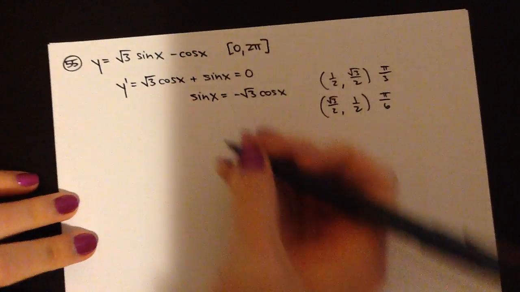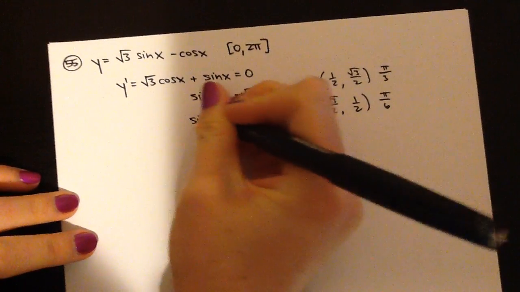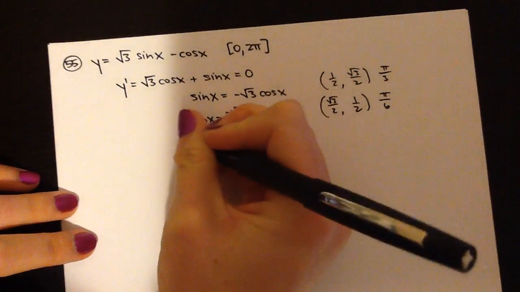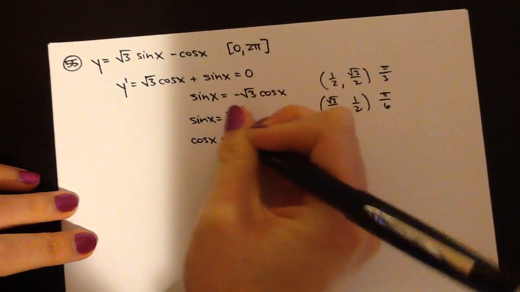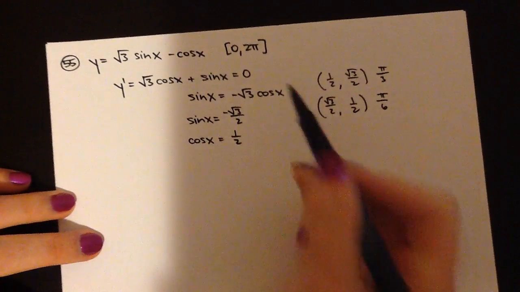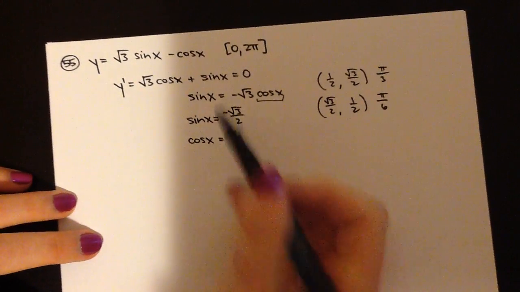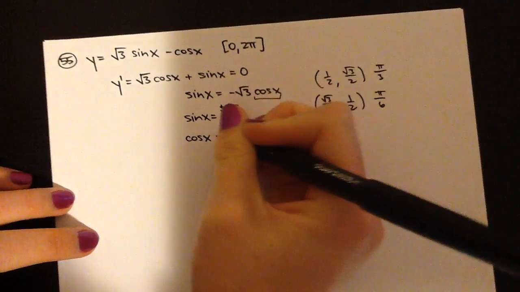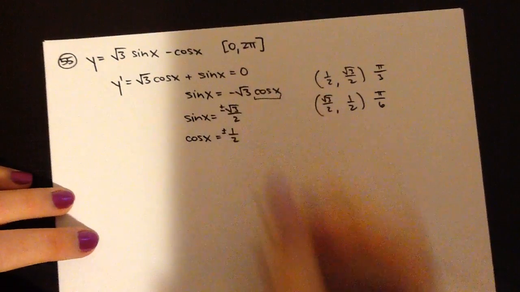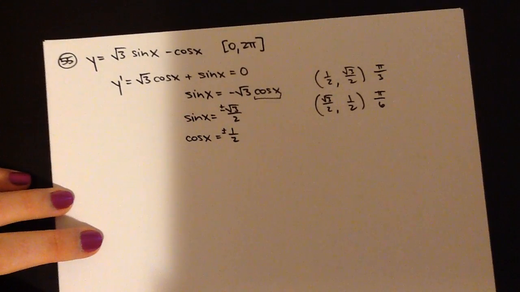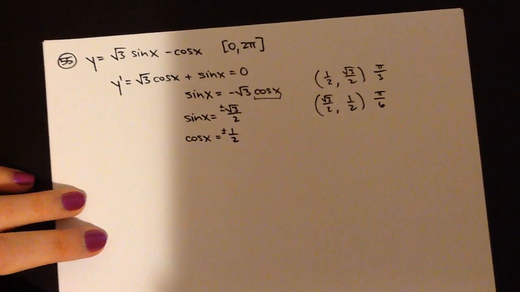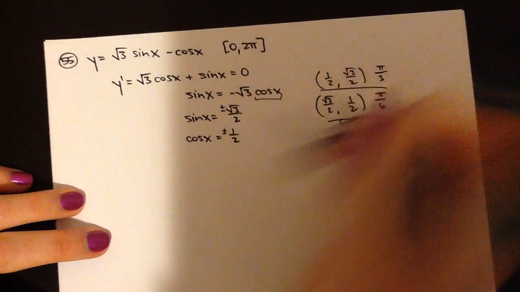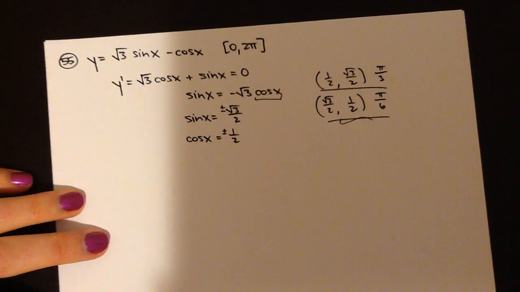So that means we want the sine to be negative root 3 over 2, and we want the cosine to be 1/2. That way, if this is 1/2, then the sine is negative root 3 over 2. Or vice versa, this one could be positive and this one could be negative. Something like that. But they need to be opposite signs. So that happens in this grouping right here. No, it doesn't. That happens in this grouping right here. I was looking at sine first.